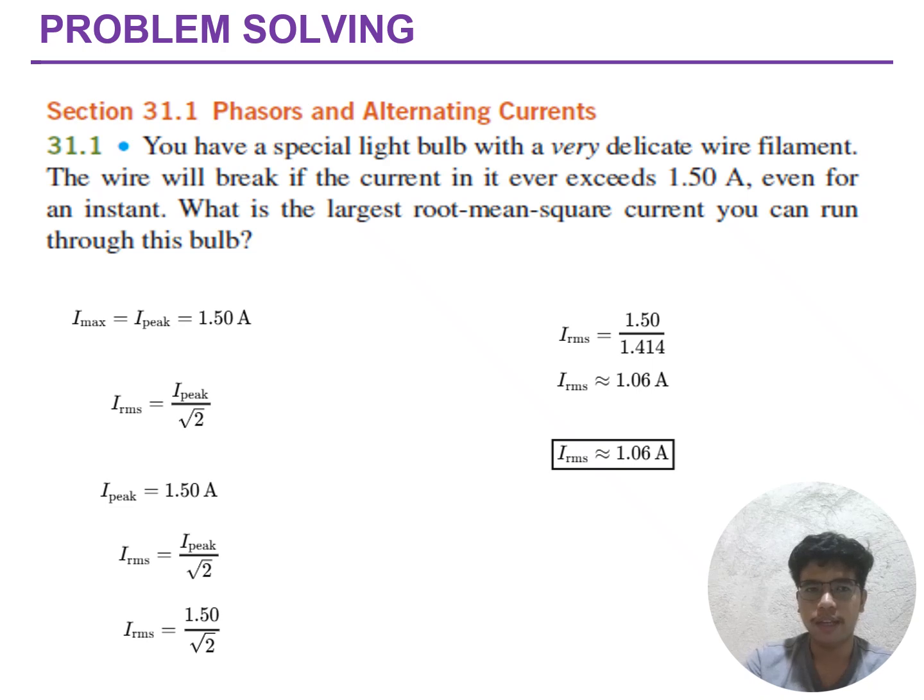So as you can see, this means that although the current safely reaches a peak of 1.50 ampere, the effective RMS current must be limited to about 1.06 A to prevent the filament from breaking. Any larger RMS current would cause the instantaneous current to exceed the safe limit.